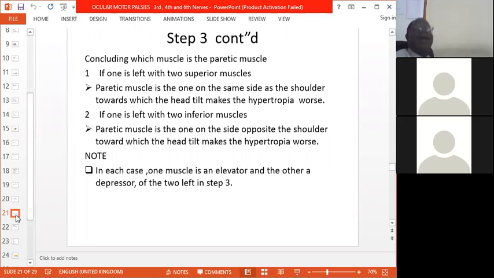Step 3. Concluding which muscle is the paretic muscle. If one is left with the two superior muscles, the paretic muscle is the one on the same side as the shoulder towards which the head tilt makes the hypertropia worse. If one is left with two inferior muscles, the paretic muscle is the one on the side opposite the shoulder towards which the head tilt makes the hypertropia worse. In each case, one muscle is an elevator and the other a depressor of the two left.